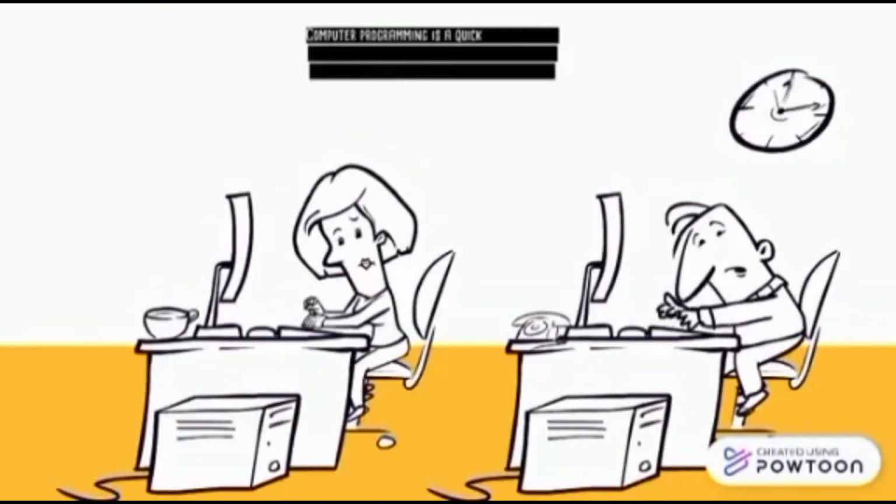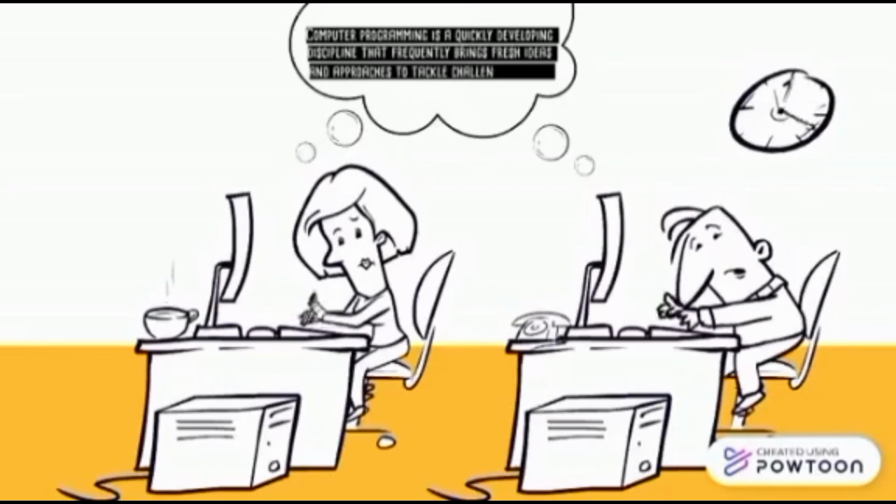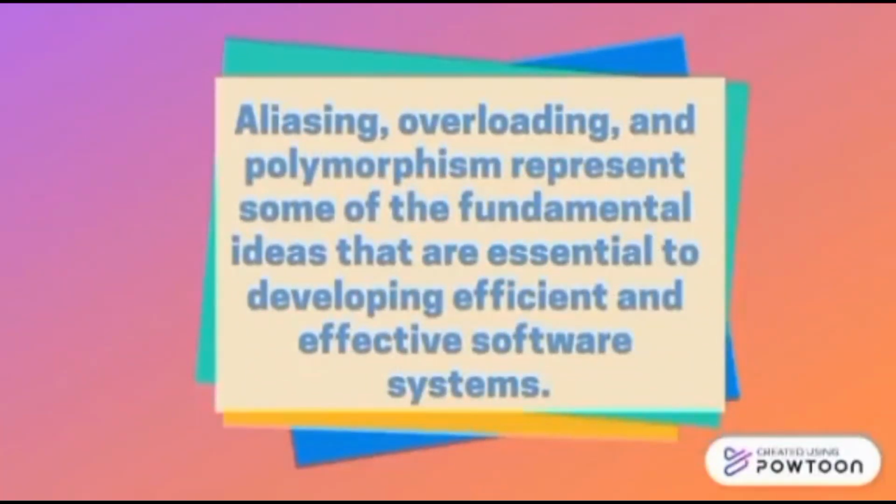Computer programming is a quickly developing discipline that frequently brings fresh ideas and approaches to tackle challenging issues. Aliasing, overloading, and polymorphism represent some of the fundamental ideas that are essential to developing efficient and effective software systems.